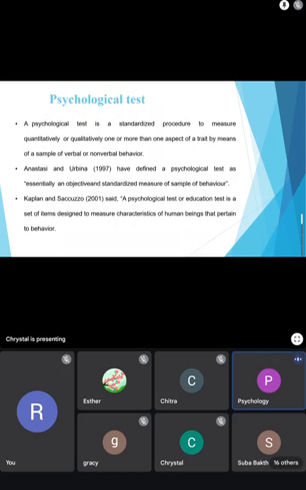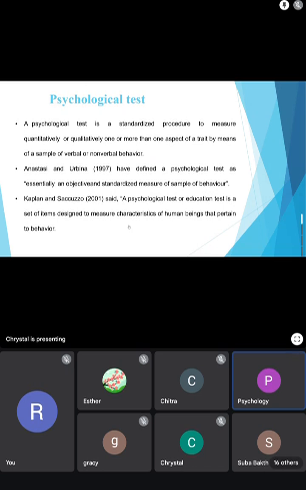And you can concentrate on a particular trait or a particular behavior of the person, and you can then assess that. Okay. So this definition is given in the slide.